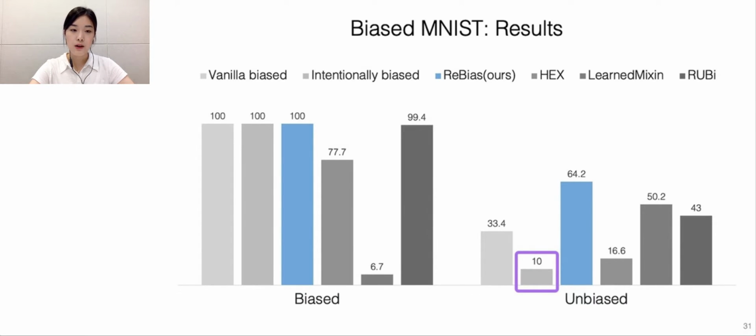This shows the case where a seemingly high-performing model has in fact overfitted to bias and does not generalize well to new situations. On the other hand, our method achieves robust generalization by learning to be different from the biased model. The accuracy boosts to 64%, and it is superior to existing debiasing methods.